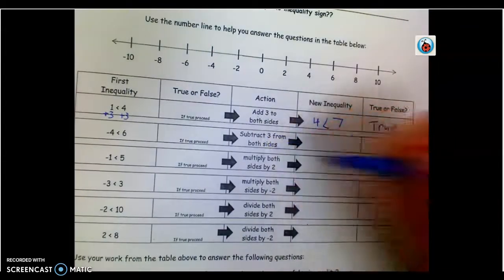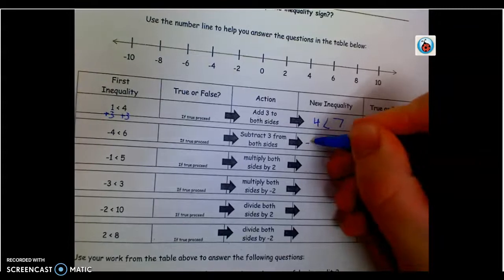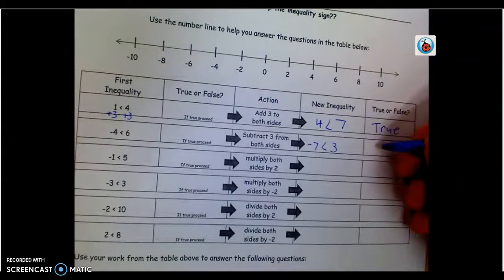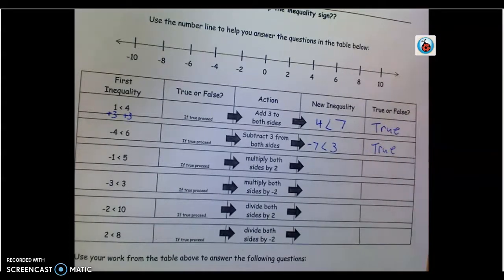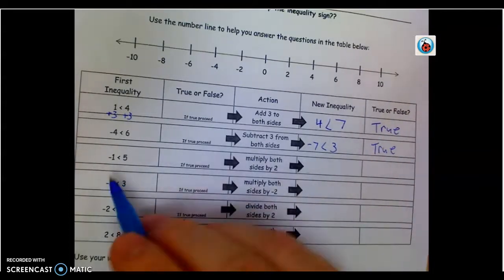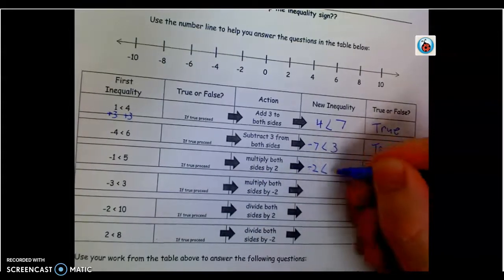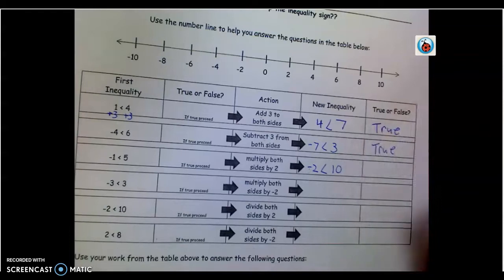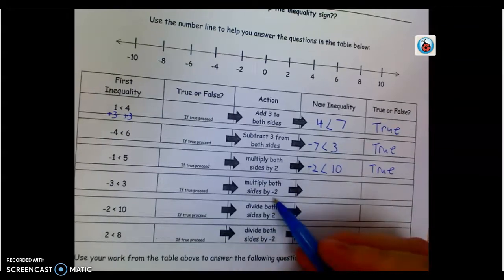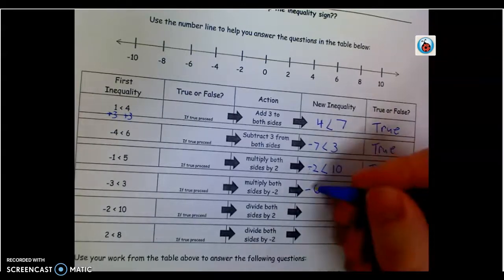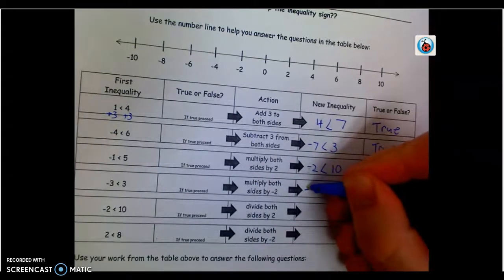For my action of subtracting 3 from both sides, I get negative 7 is less than 3. That is still a true statement. Nothing changed. For multiply both sides by 2, it becomes negative 2 is less than 10. That is still true. Nothing changed, really, just the numbers. The inequality is still accurate. For multiply by negative 2, negative 3 became positive 6.